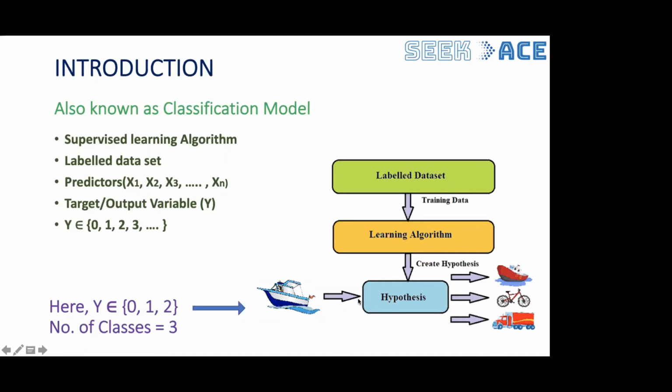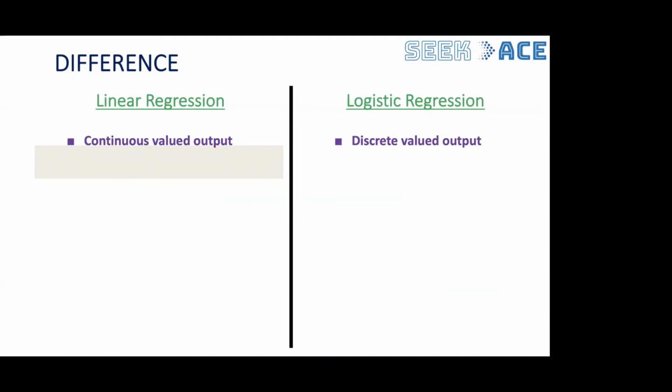For logistic regression, if we have many classes, that many outputs are possible, and each output will be assigned a probability between 0 and 1, and the higher the probability, the more that class will be our output, our prediction. So the first difference between linear and logistic regression is that linear regression gives a continuous value output, and logistic is discrete, like 0, 1, 2, 3.